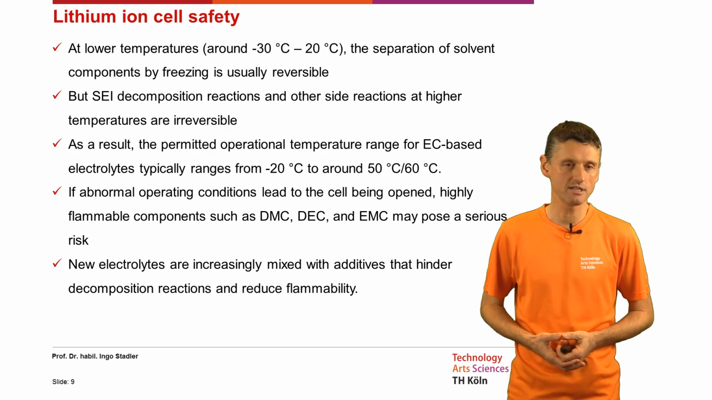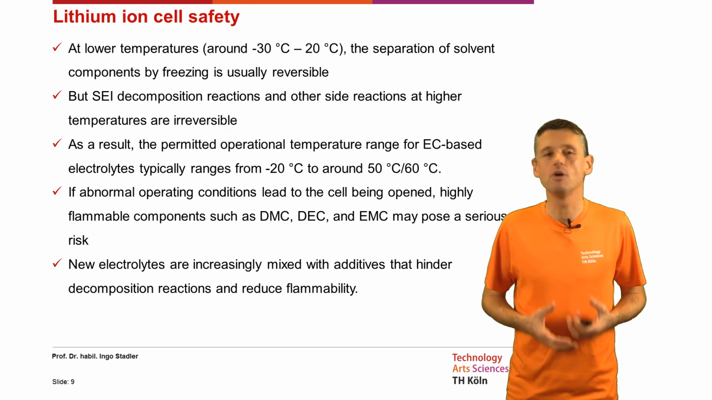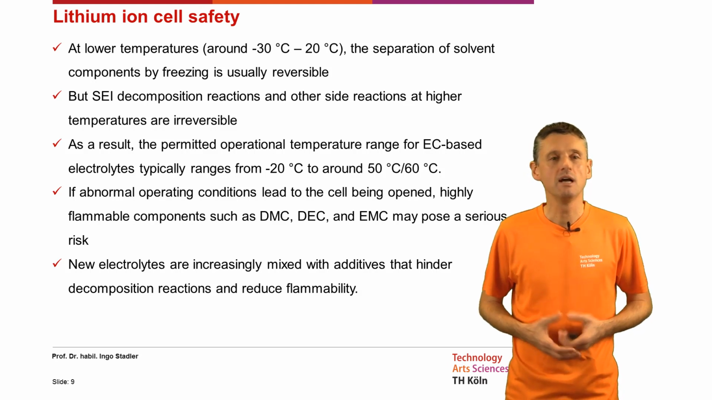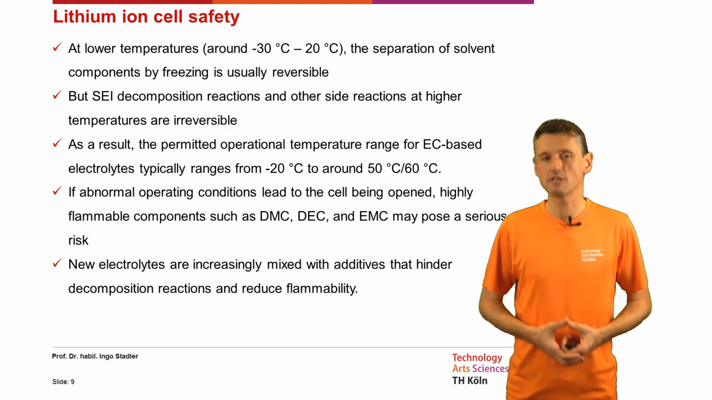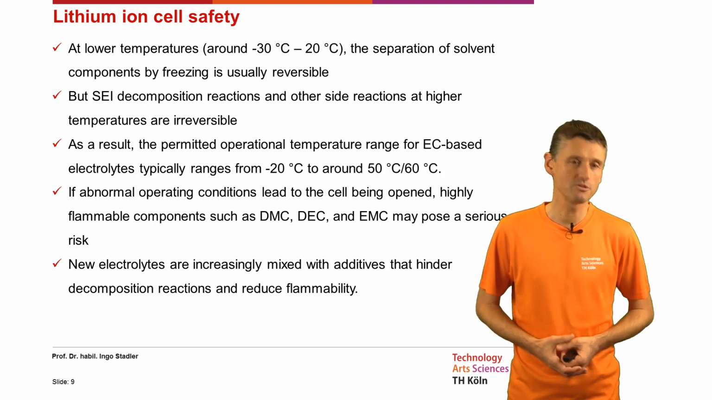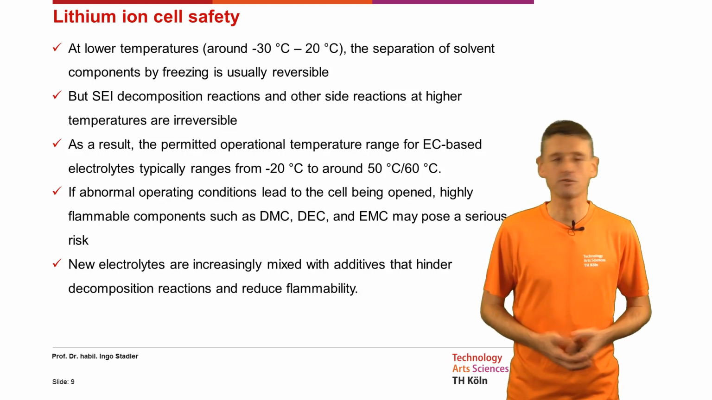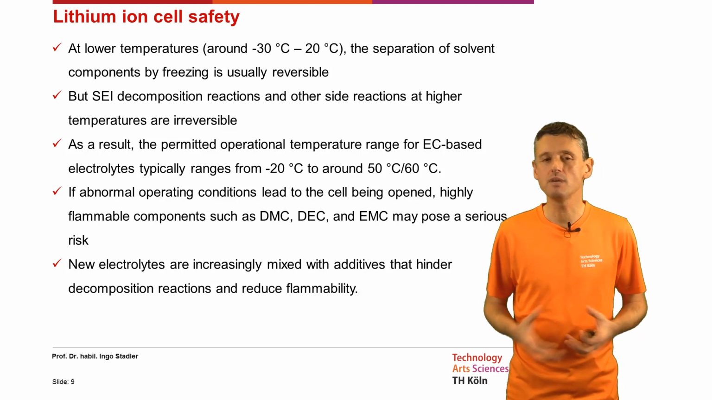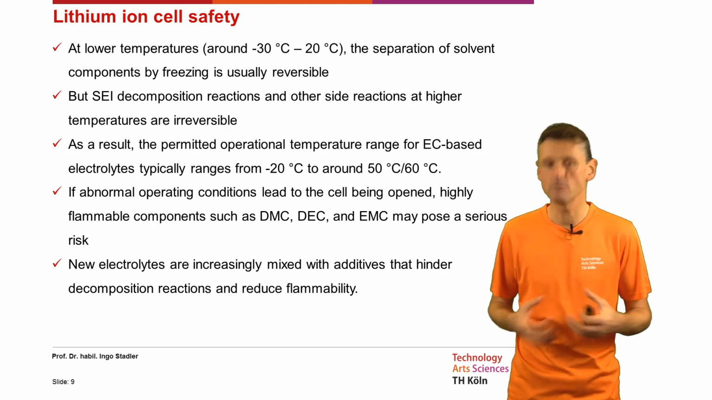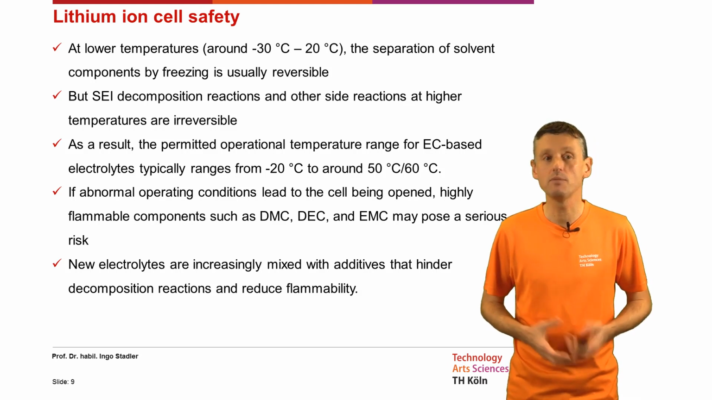+50–60 degrees Celsius. If abnormal operating conditions lead to the cell being opened, highly flammable components such as DMC, DEC and EMC may pose a serious risk. New electrolytes are increasingly mixed with additives that hinder the decomposition reactions and reduce, therefore, flammability.